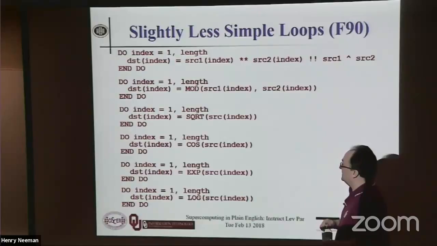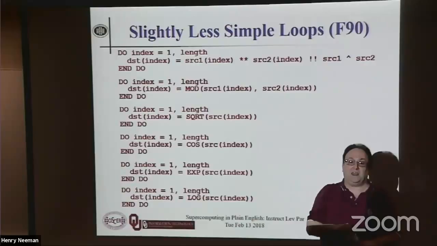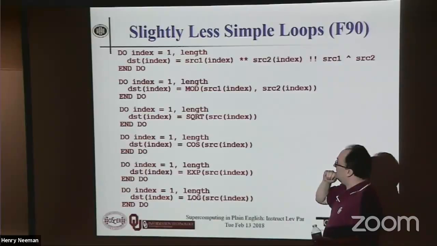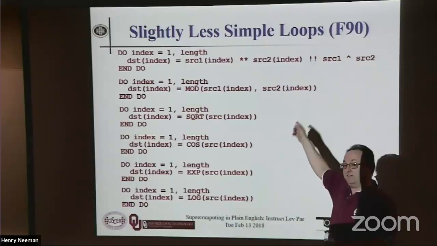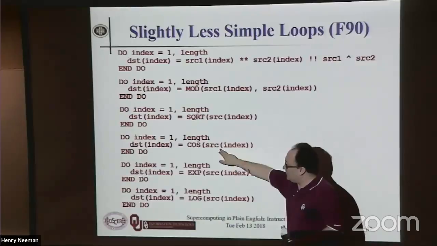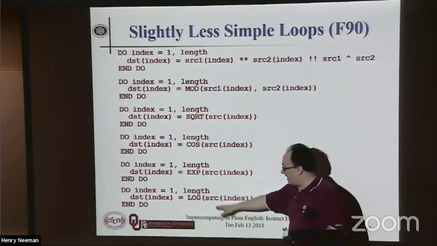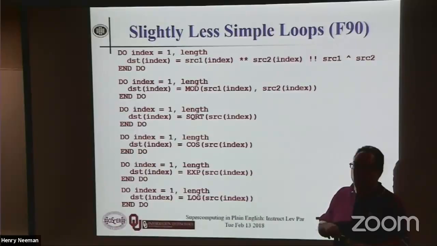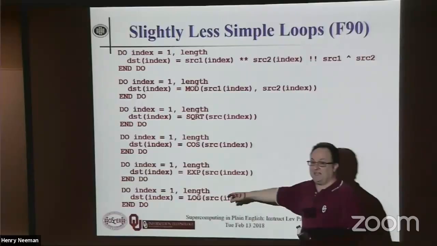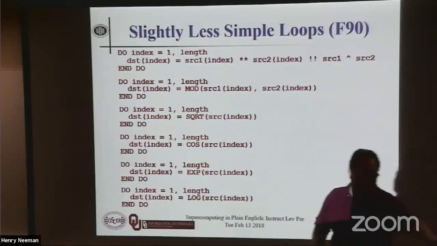Okay, modulus, so that's taking the remainder. That'll only work, by the way, on integer operands. In the C version, it's actually an operator. So Fortran has an exponentiation operator, C does not. C has a modulus operator, Fortran does not. Okay, square root, cosine, exponentiation, so this is e to the x instead of y to the x. Log, as you may be aware, in most computer languages does not mean common logarithm, does not mean base 10. Log typically means base e or natural logarithm. So it should have been named ln, but they didn't name it that. I don't know why. Okay, so there's the same thing in C.